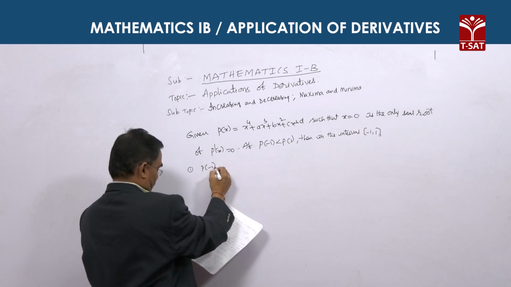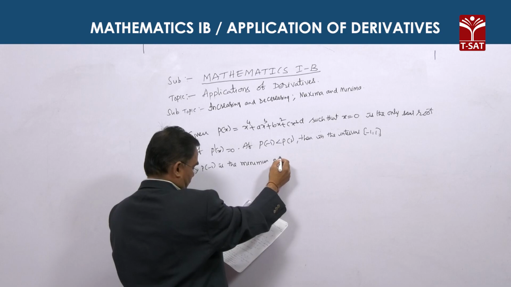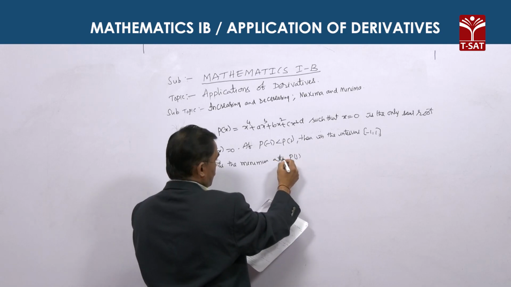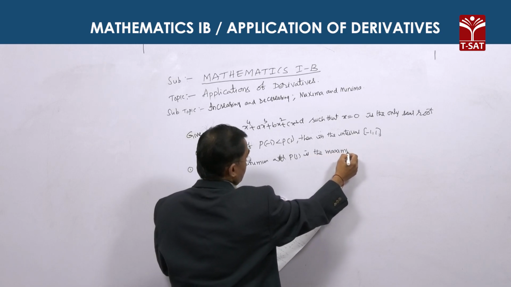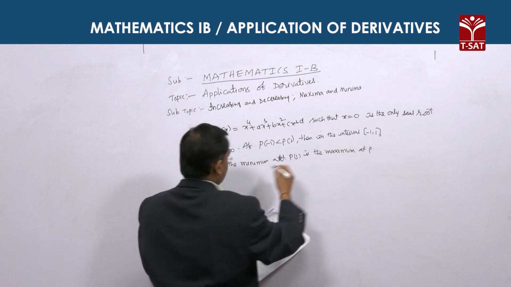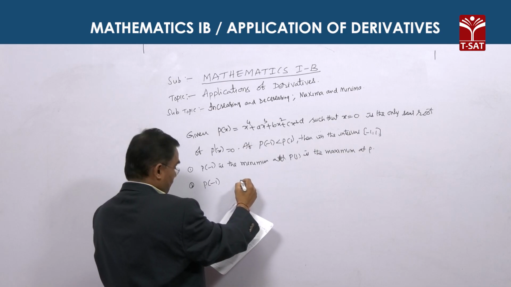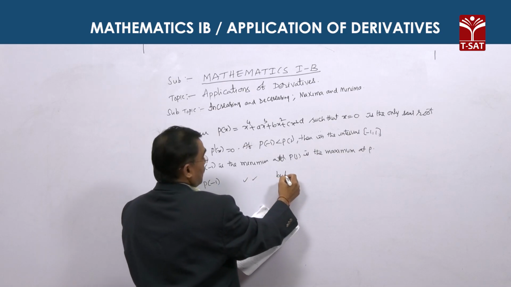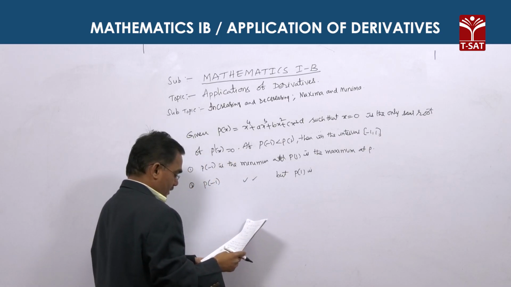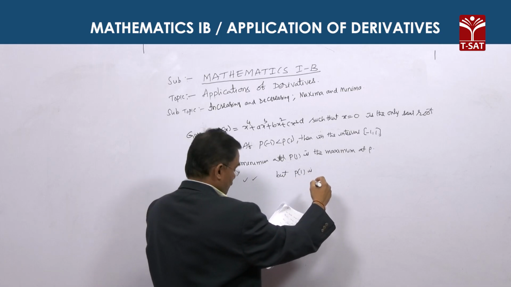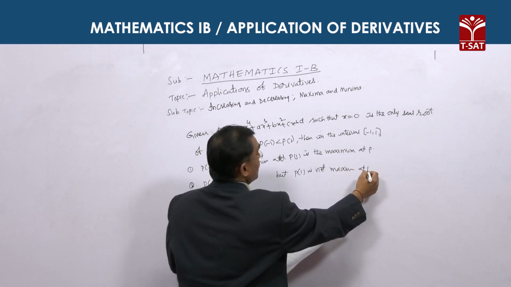P of minus 1 is the minimum, and P of 1 is the maximum. That is the first response. The second response is P of minus 1 is the minimum, but P of 1 is not the maximum value.